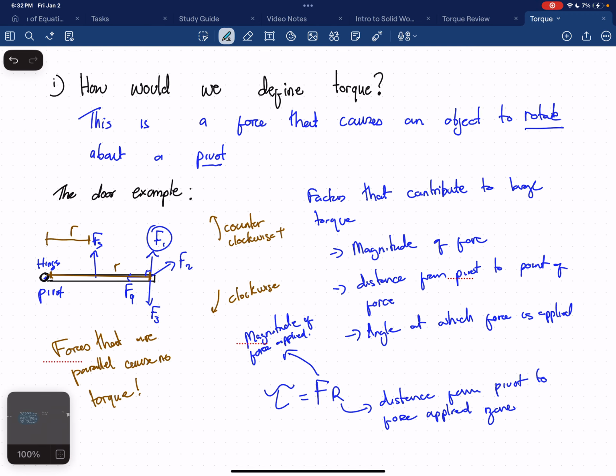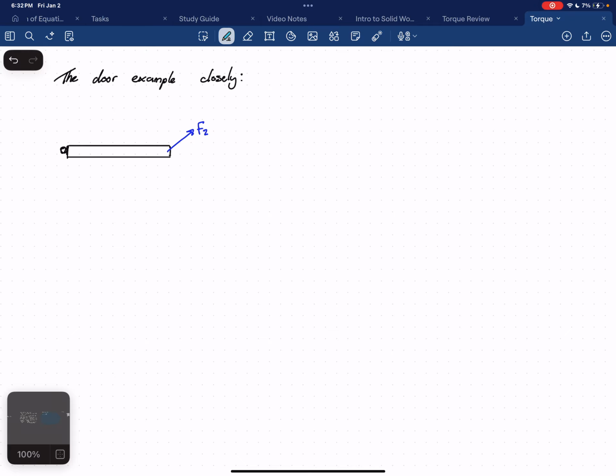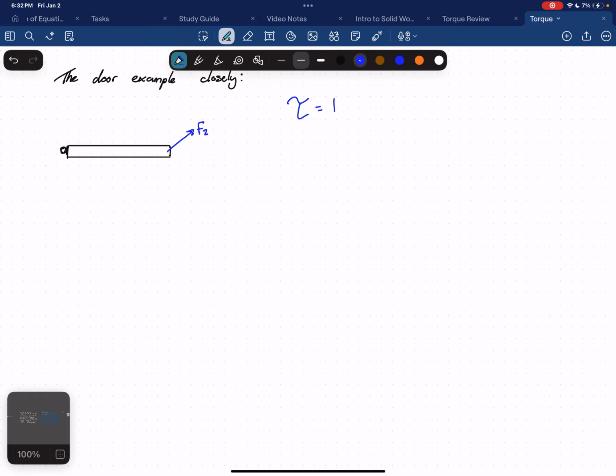All right, so let's look at the door example closely. I already gave you a formula in the previous section for torque. So we know torque is the perpendicular component of F times R, as well as you could use this: the magnitude of the force times the perpendicular component of the radial line. Also, this is known as the lever arm or the moment arm. And then this is the magnitude of force.